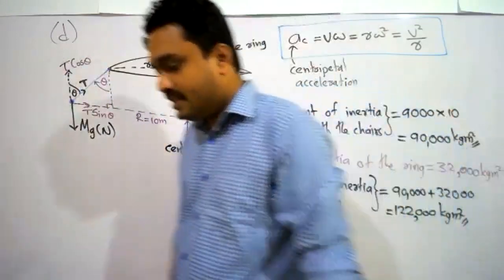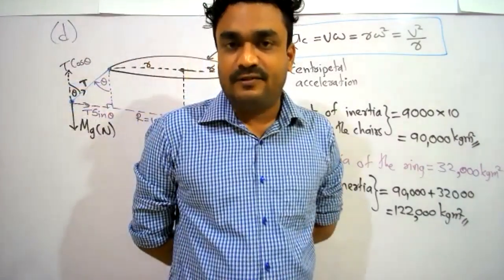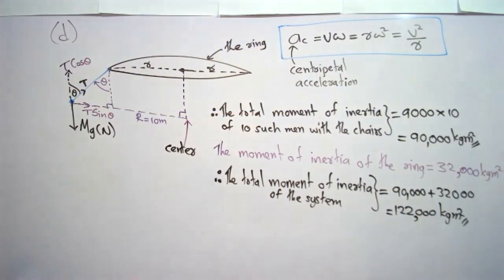Right. So please write: T sin theta is the only force component directed towards the center of the circular path.